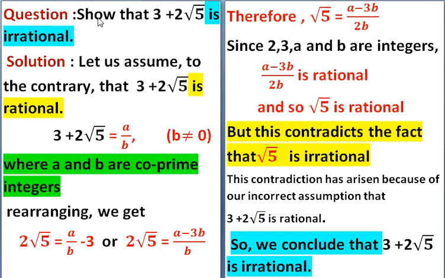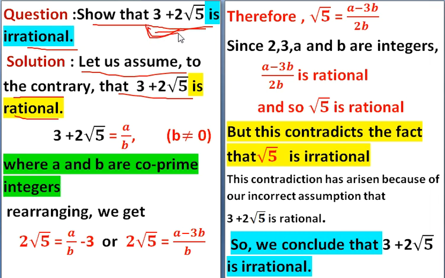For more clarity, I take another example question: 3 plus 2 root 5 is irrational. Similar to those questions, first we assume that 3 plus 2 root 5 is rational, which is contrary to the given statement, because the given statement is that 3 plus 2 root 5 is irrational, and opposite to this we take 3 plus 2 root 5 is rational.